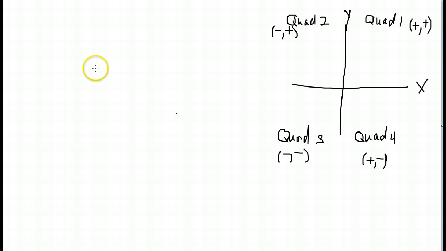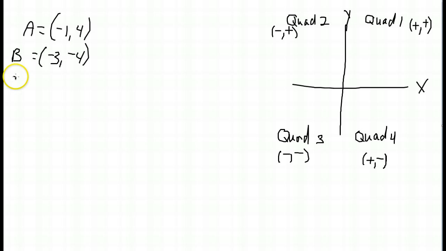Okay, now let's get us a few points to graph here. Let's see, point A is at -1, 4. And B is at -3, 4. C, let's see, how about -3, +2? And D, let's just say 4, 1.